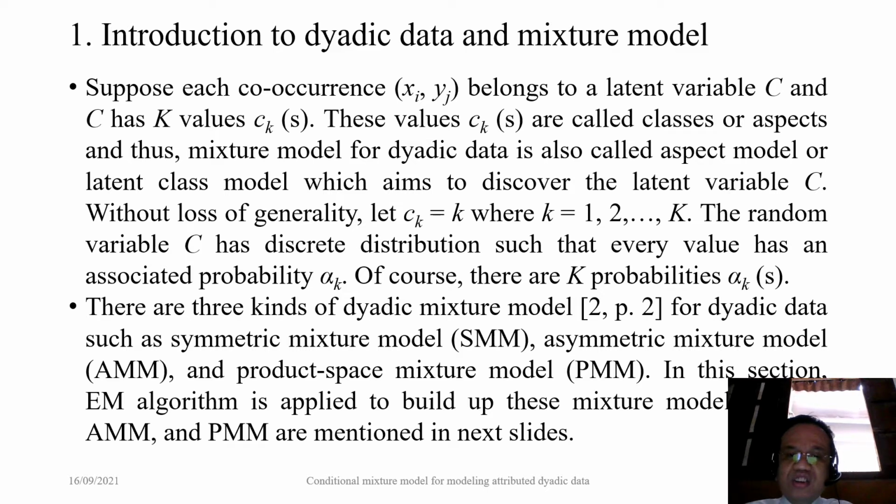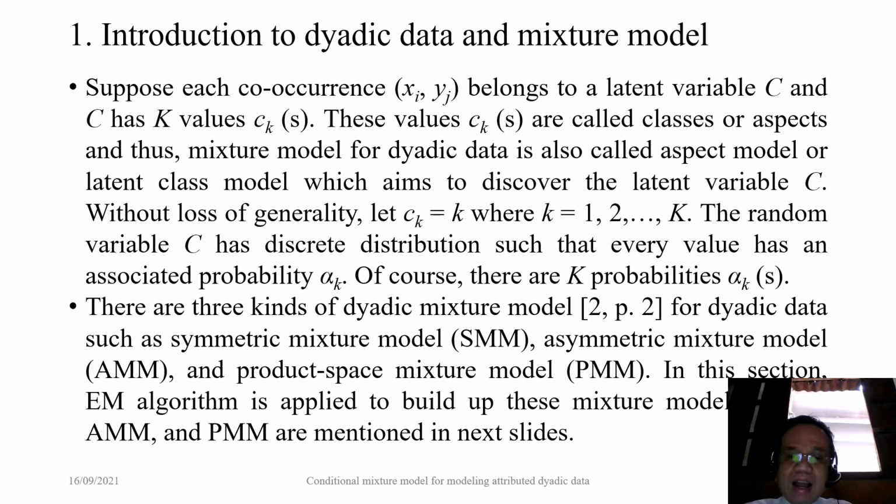Suppose each co-occurrence belongs to the latent variable C, and C has K values ck. These values ck are called classes or aspects, and thus mixture model for dyadic data is also called aspect model or latent class model, which aims to discover the latent variable C. Without loss of generality, let ck equal k. The random variable C has a discrete distribution such that every value has an associated probability alpha k. Of course, there are K probabilities alpha k.